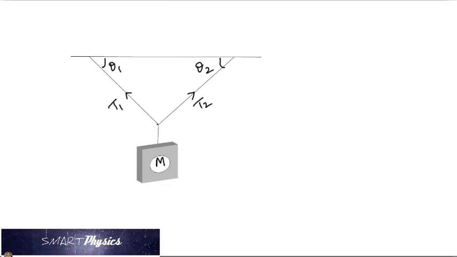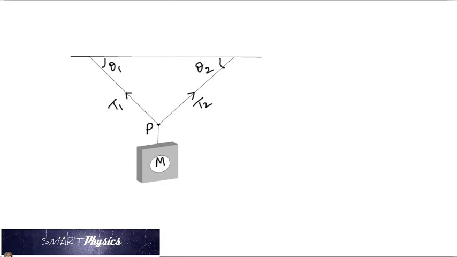So you know that this point, whatever we call it, maybe P, is not moving. Is it moving? No. So it's in equilibrium. That means the forces acting on it should be balanced. But the problem is the tensions are neither along the x-axis nor the y-axis, are they? So you break them up into their components.